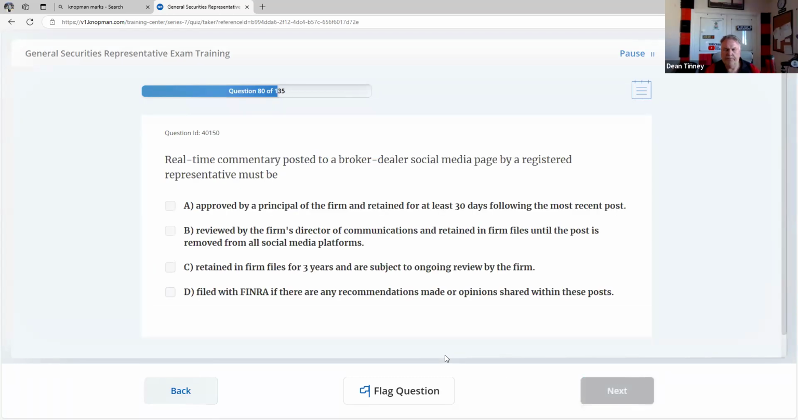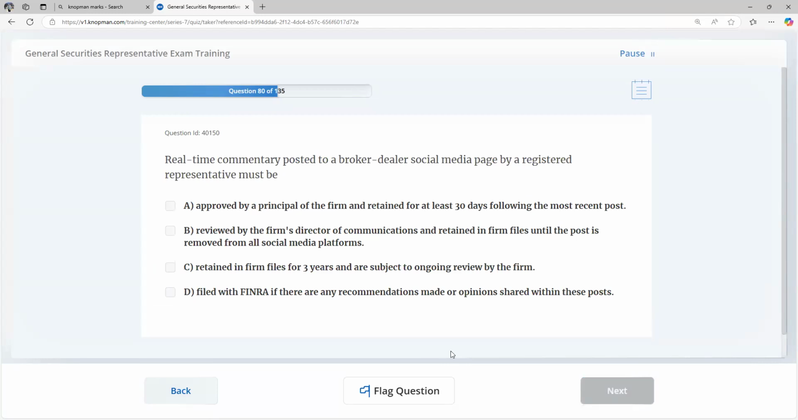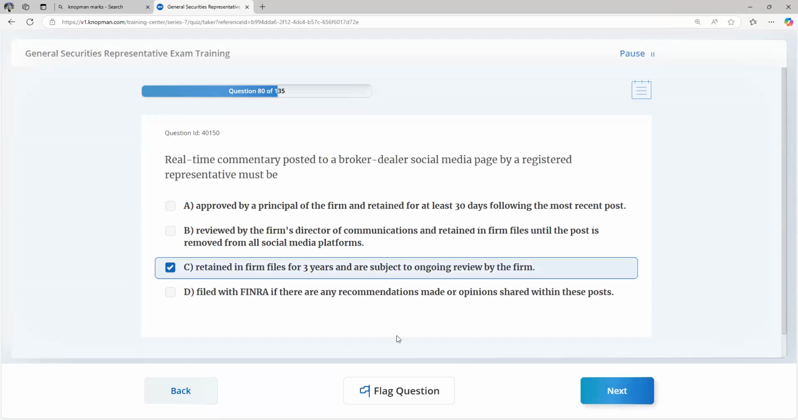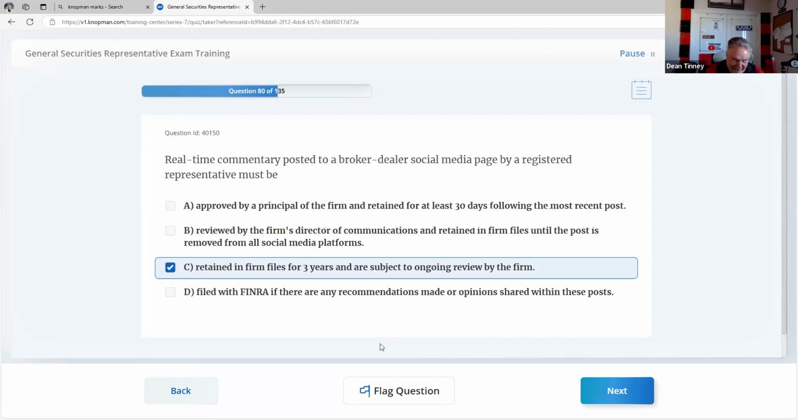Real-time commentary posted to a broker-dealer social media page by a registered rep must be... retained for 3 years and subject to ongoing review, reviewed by the firm's director, approved by a principal of the firm and retained at least 30 days. I'm between A and C. But I think you can't have a 30-day record. There's no such thing. So I would say there's no category called 30 days, right? What you'd be saying is that you could get rid of this in 30 days and there's no 30-day bucket, right?